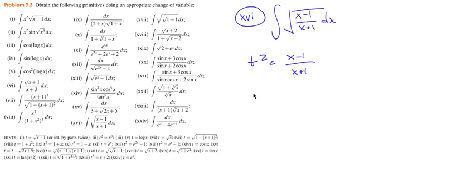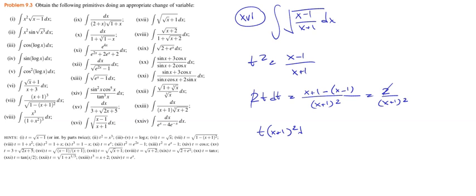This is 2t dt, right? And the derivative of this is x plus 1 minus x minus 1, over x plus 1 squared, right? So you have 2 divided by x plus 1 squared. 2 and 2 go away, so you have t times x plus 1 squared dt equals dx. So this is dx, right?